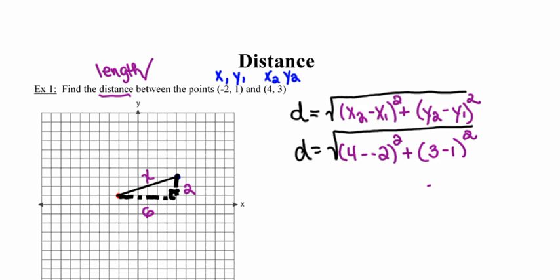And here's where you may be very tempted to say, well, 4 subtract -2 is 6, and 3 subtract 1 is 2, and then I've got to square them, and then I've got to add them. And I'm going to say, don't work that hard. You've got this fancy graphing calculator. Let's use it. Let's take advantage of it. Let's get everything that we possibly can out of it.